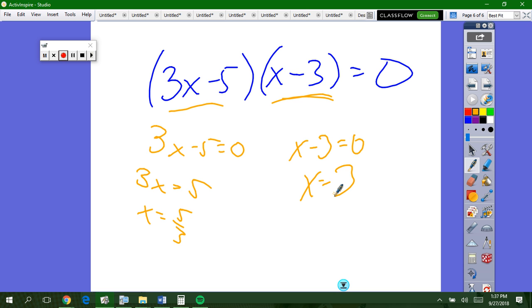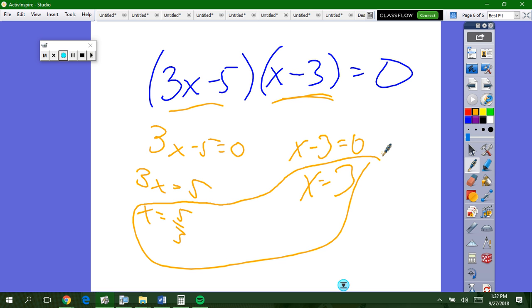X would equal 3. So I have two places that made this equation 0, right? How can I check my work? Let's plug in 3. 3 times 3, 9, 9 minus 5, 4. 4 times 3 minus 3, 0, 0 times 4 gave me a 0. It works. Plug in 5/3. 5/3 times 3, 5. 5 minus 5, 0. 0 times whatever this is, 0. Don't even care about it, right?